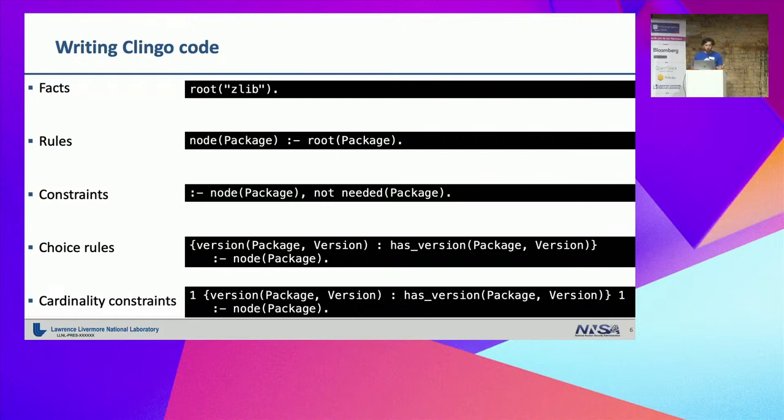Clingo also has choice rules. So you can say, if you have a package, pick a version from among the valid versions. And so that's what this is saying here. And then cardinality constraints look a lot like choice rules. You can pick one, but it's a constraint on how many you pick. And so constraints and cardinality constraints effectively become the error cases of your program.